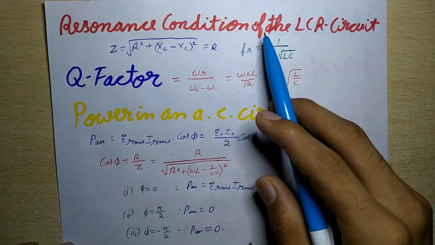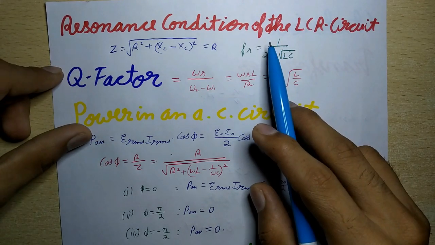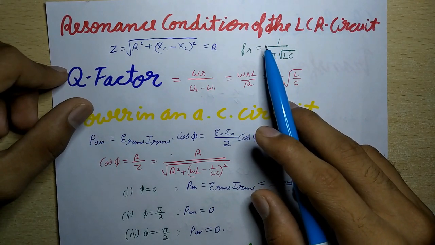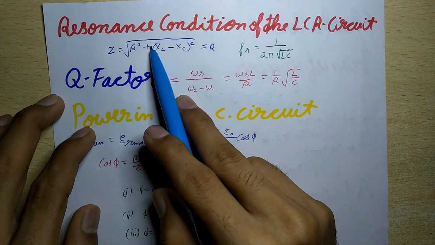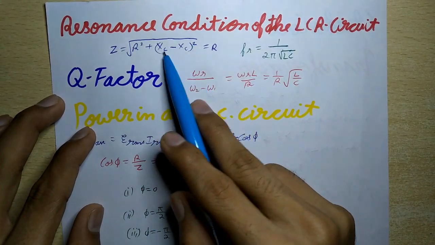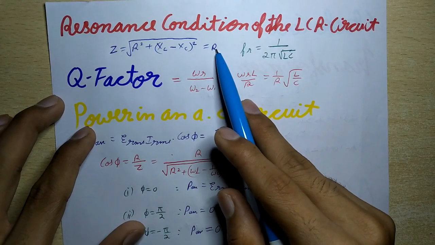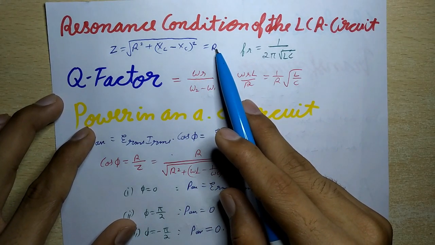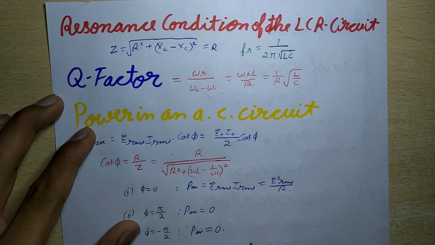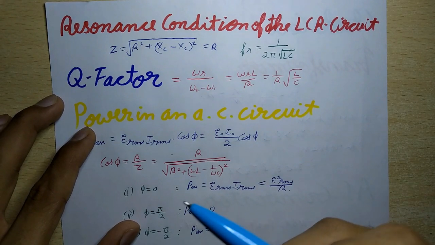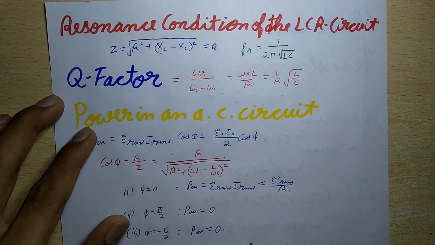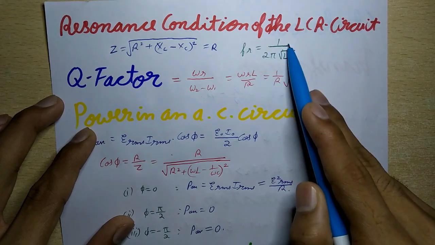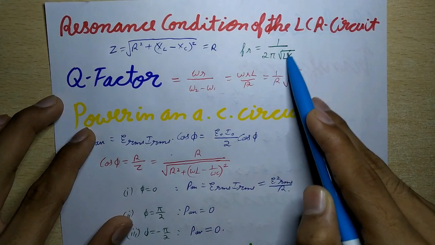Now the resonance condition of the LCR circuit: XL = XC. The impedance of the LCR circuit becomes Z = √(R² + (XL − XC)²) = R. The impedance is minimum and hence the current is maximum. The circuit is purely resistive and the voltage and current are in the same phase. This is the resonance condition of the LCR circuit and is satisfied at the resonant frequency given by fr = 1/(2π√LC).